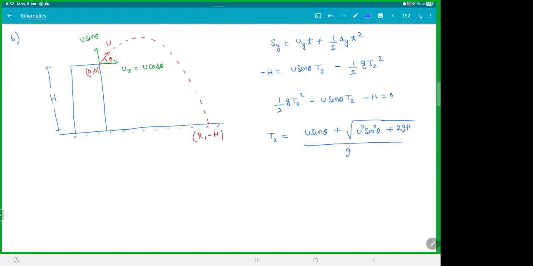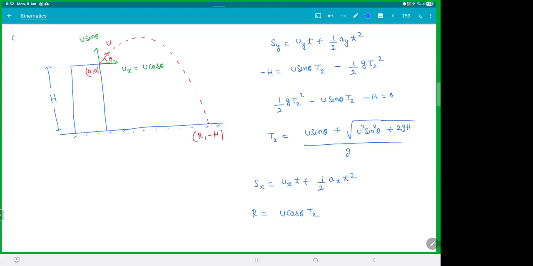by g. What is range? Sx is equal to ux t plus half ax t square. If you see, I'm just playing with that one equation. So Sx becomes your range, ux is u cos theta, and time of flight is t2. Substitute there, you'll get your answer.